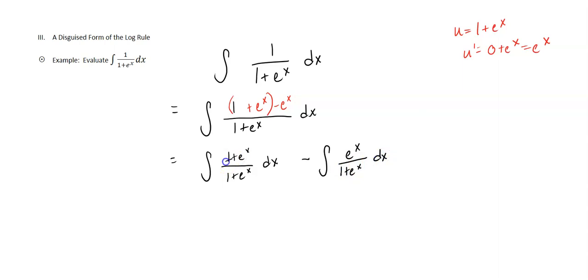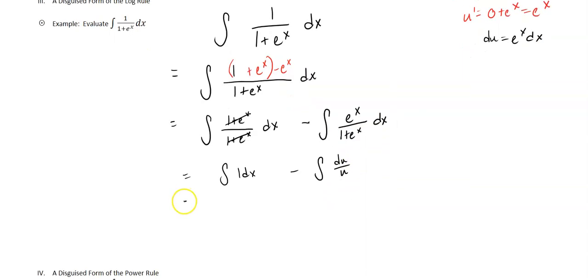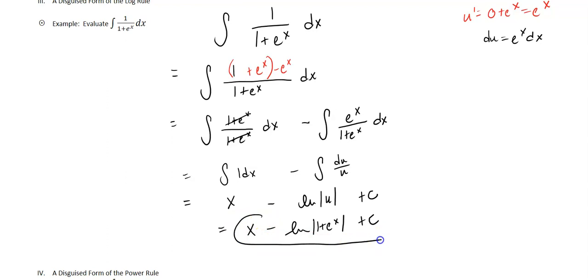Now what's cool about this is this cancels and you just have the integral of 1 dx. With this one, we now have our du over u, or u prime over u dx, whichever way you want to think about it. So here, this is just going to be x. This will be the natural log of the absolute value of u plus c. And of course, the u here is 1 plus e to the x. So we end up with x minus the natural log of the absolute value of 1 plus e to the x, all plus c.